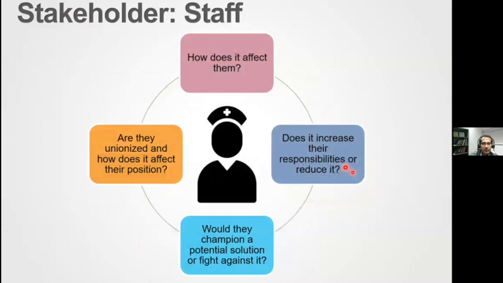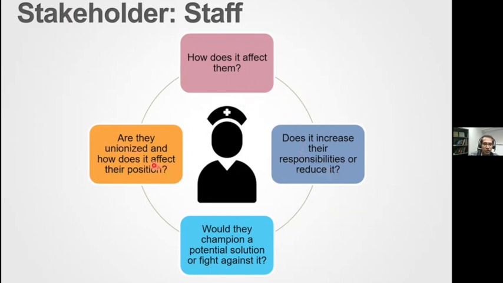The other stakeholders are the staff, which you should not ignore. The nurses and the staff can have major influence. So, for example, does it increase their responsibilities or reduce them? You don't want to have a device or system or solution that each time it's being used, you have folks nagging in the background, "Oh, here we go again," for example. You know what I mean? So it's important to take them into account.